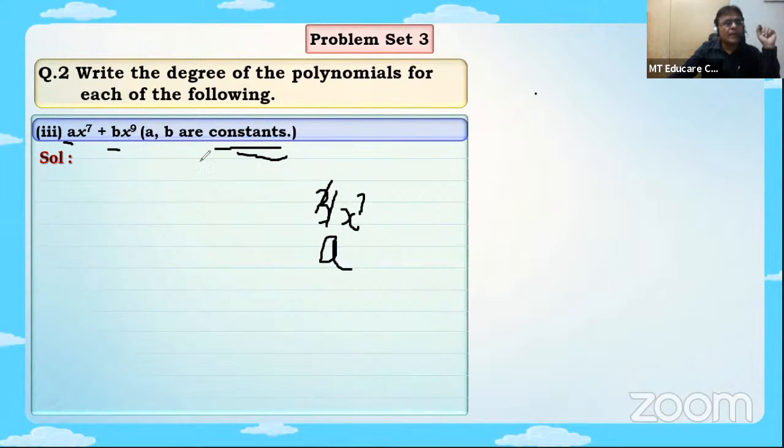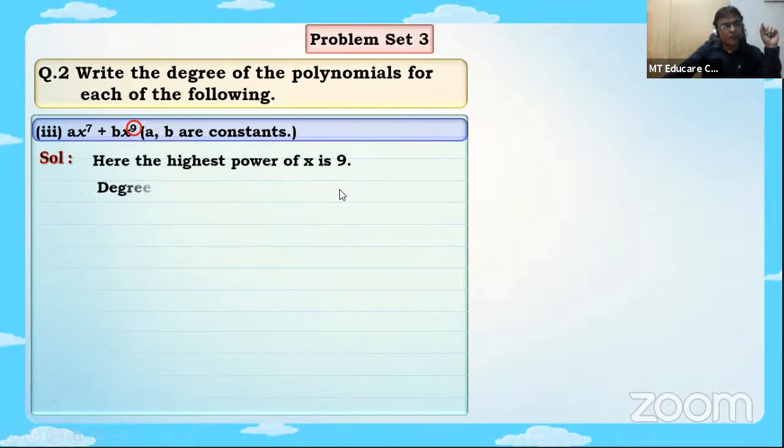Who said they are numbers? The question has already specified it. So we don't have to add the powers here. Do we add the powers here? Suppose I write 3x raised to 7. Do we add the powers here? No, we say the power is 7. Similarly, don't look at A, don't look at B. So the highest power is 9. Therefore, the degree of the given polynomial is 9.